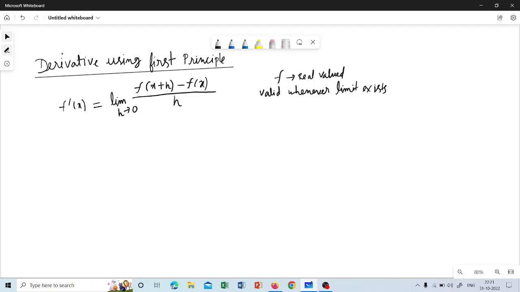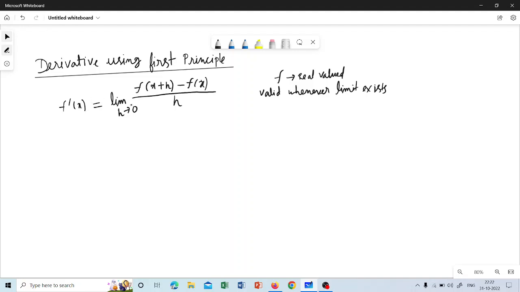Today I'm going to begin with the topic of how we compute the derivative using the first principle method. So we know how to calculate a derivative using a formula, but this is a basic step in calculating a derivative from the start. So let us see how to calculate the derivative using first principle.